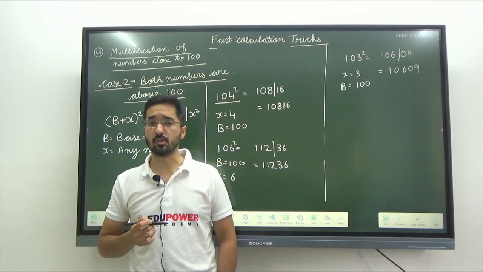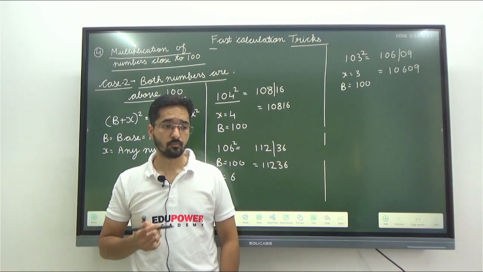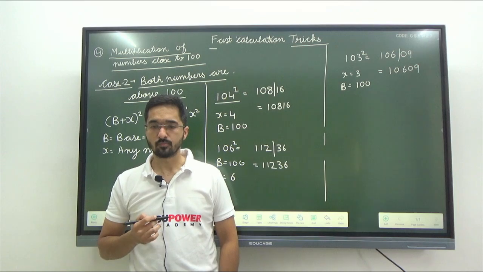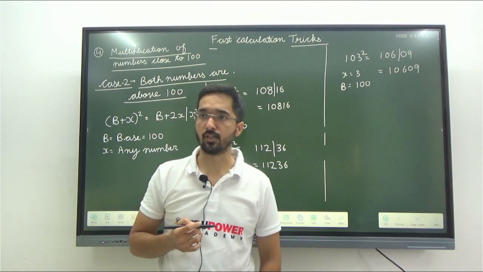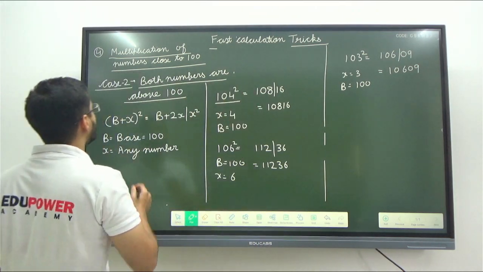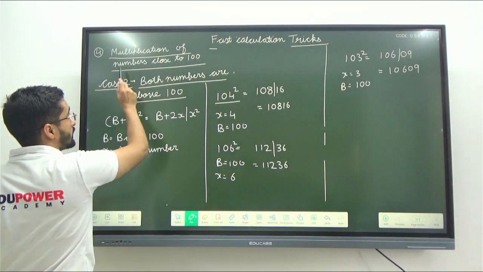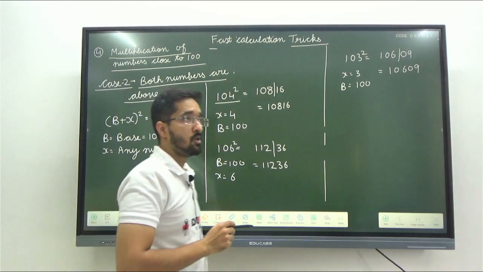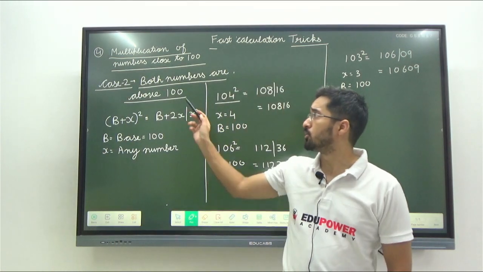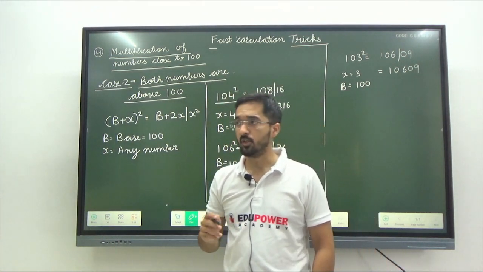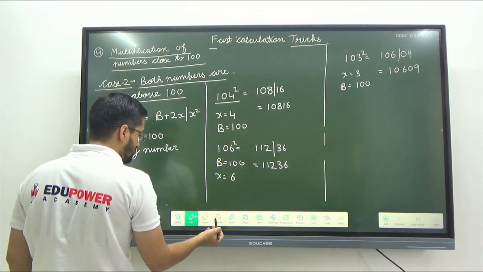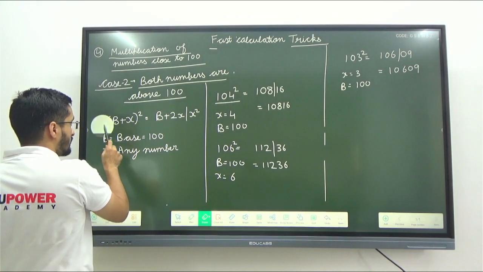I hope this trick is clear to everyone. Should we move on to the next case? So, what we are studying is multiplication of numbers close to 100. In Case 1 we studied both numbers less than 100. Case 2 is both numbers above 100. Case 3 is one number above and the other below 100. Okay, I am going to erase it.